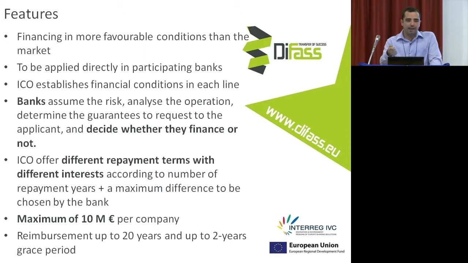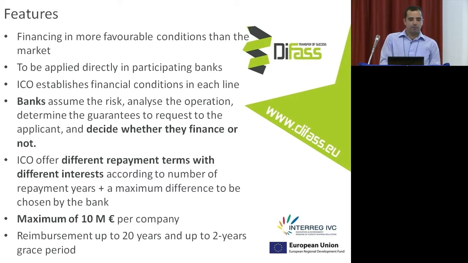duration of repayment term. And these rates may vary, I think it's every 15 days, with the average of the last 6 months period. And each loan may vary not only in the years of repayment, but also in the grace period the company is requesting. The maximum of these loans is 10 million euros per company. The average a company normally requests is around 40,000 euros. And reimbursement may be up to 20 years and up to 2 years grace period.